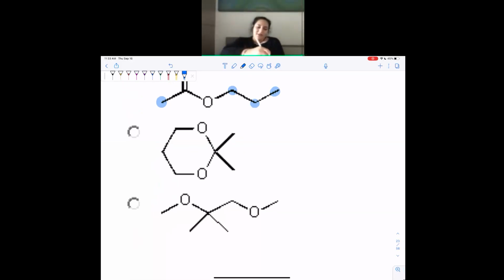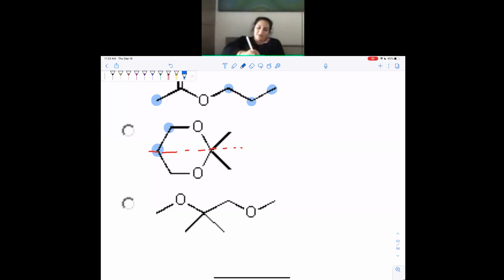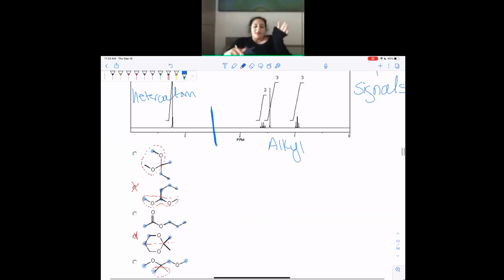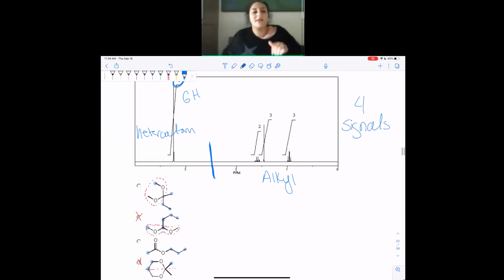Here, we are going to do symmetry right down the middle. One here, two here, three here. So we don't have enough signals, because remember, we had four signals. And then here we have symmetry down here. We have one, two, three, four signals. All right, so we were able to get rid of two answer choices just by looking at the number of signals. Now, we saw that there is a signal with an integration of six in the heteroatom region.